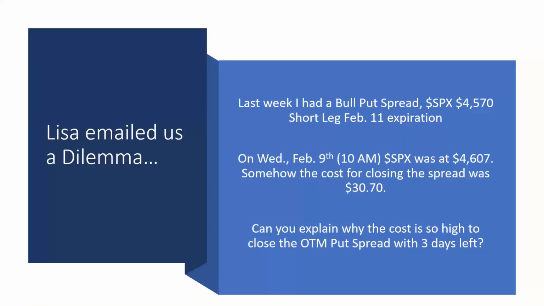The moneyness of the option is part of that extrinsic value that remains in your position. Lisa's dilemma was she had sold a bull put spread, SPX 4570, and I think the 4415 position. I can't remember. We just need to focus on the 4570, and it was for the February 11th expiration. On Wednesday, February 9th at 10 a.m., SPX jumped up and was trading at 4607. She's $37 out of the money, but the cost for closing the option was $30.70. Can you explain why the cost is so high to close this out of the money spread with just 3 days left?